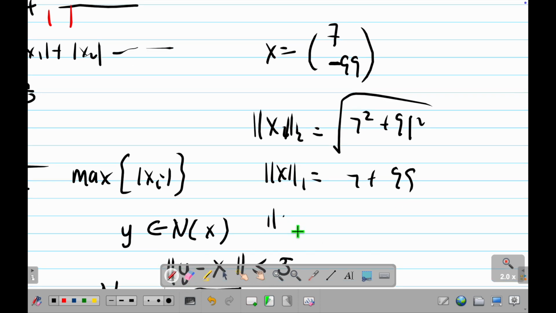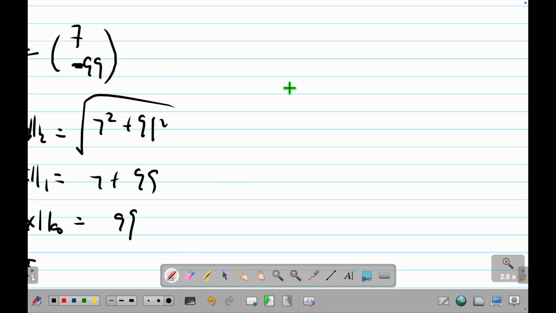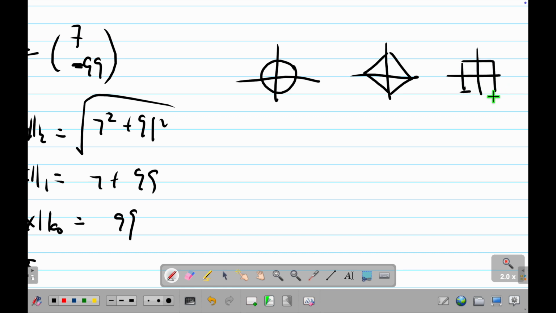And then what about the infinity norm? It will be 99. Because there's a negative here, but we only care about absolute value, so the largest one is 99. And then there's the geometry. The geometry is, this is the 2-norm, it looks like this. This is the 1-norm, it looks like this. This is the infinity norm, it looks like this.